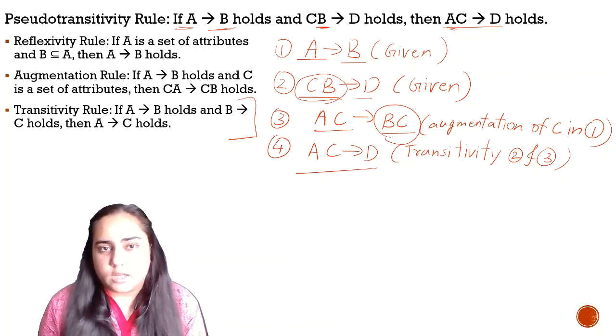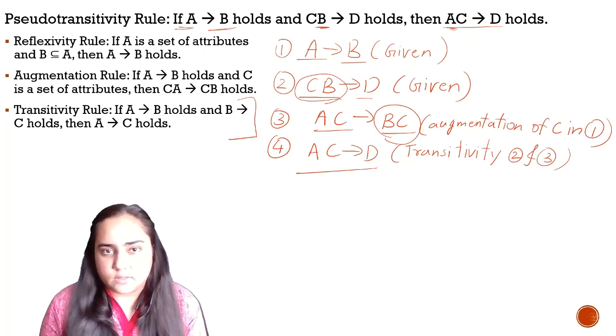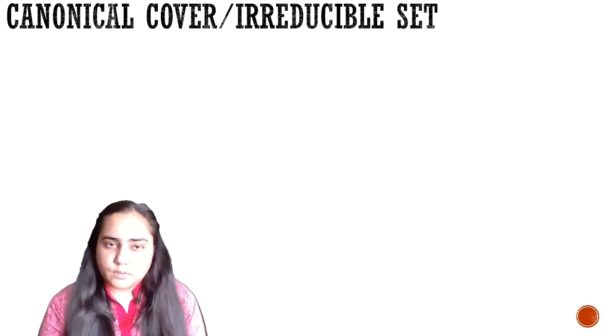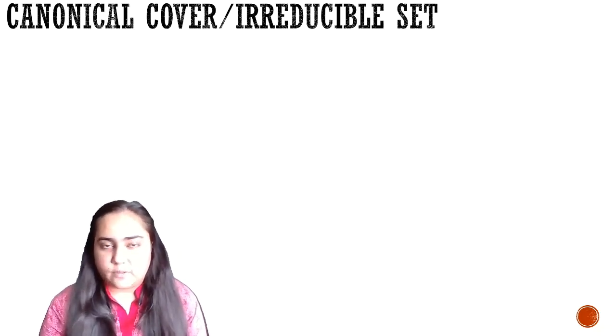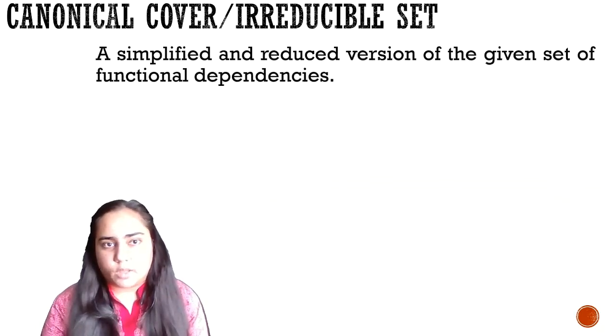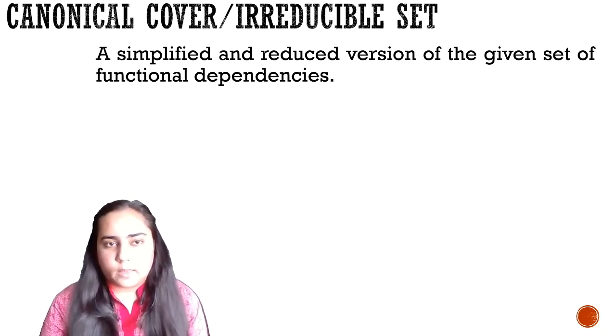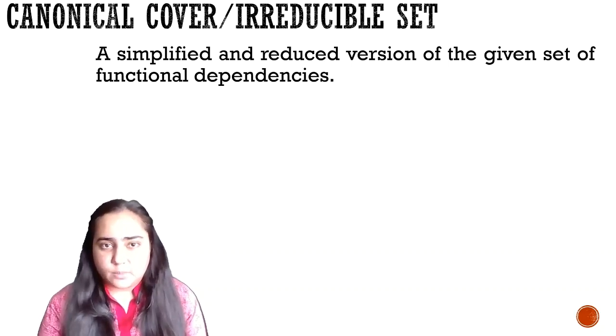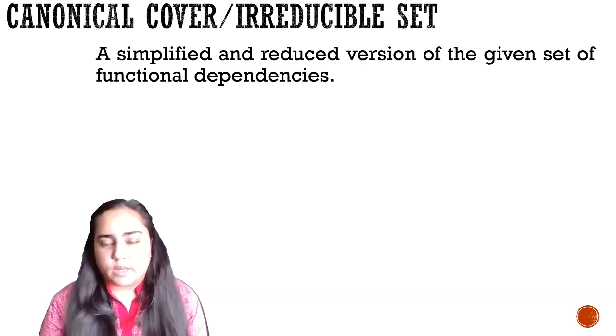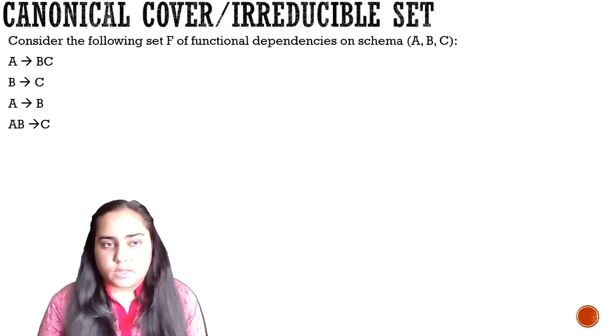So first, let's see what a canonical cover is. So let's talk about canonical cover, or it is also sometimes called an irreducible set of functional dependencies. It is a simplified and reduced version of a given set of functional dependencies. So if you are given, say, 10 dependencies, you can reduce them and convert them into 5 dependencies by applying the Armstrong's axioms. And we are going to see that with an example.